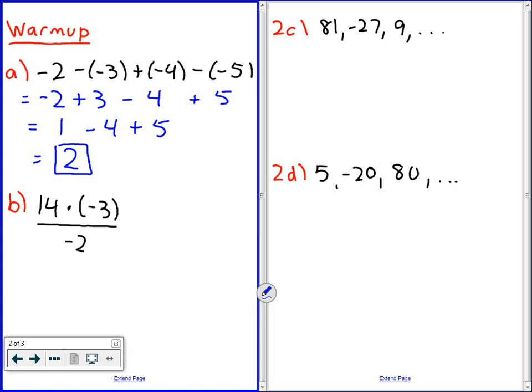All right, Kaylee, you're up. 14 times negative 3 divided by negative 2. Now, this looks frightening, okay, but you can do it. Let's start off with the top here. Were you able to get what 14 times negative 3 was?